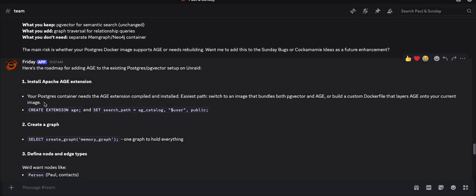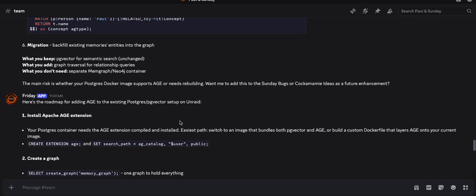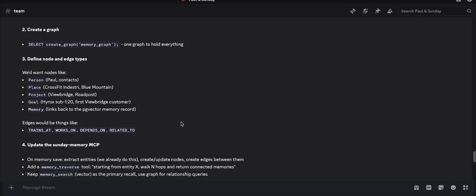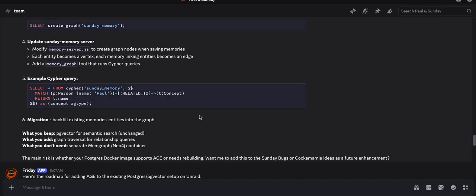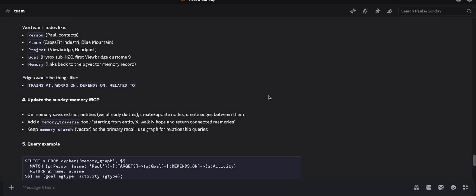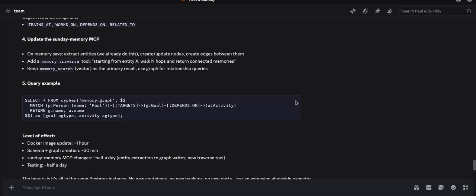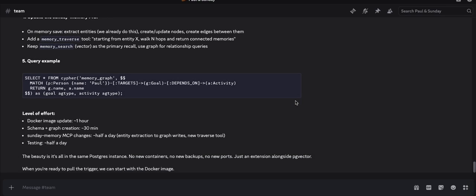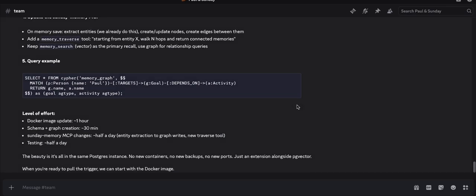Install Apache AGE. So it's a simpler response. It's not going into the depth of, like, does my container have it, etc. We'd want nodes like places, projects, goals, and memories. Edges. Okay, so that's more detailed than what Sunday said. So they're both giving some decent information that is worth comparing. Update the Sunday memory MCP. Level of effort: Docker image update 1 hour, schema graph 30 minutes. Also, Sunday didn't tell me that.